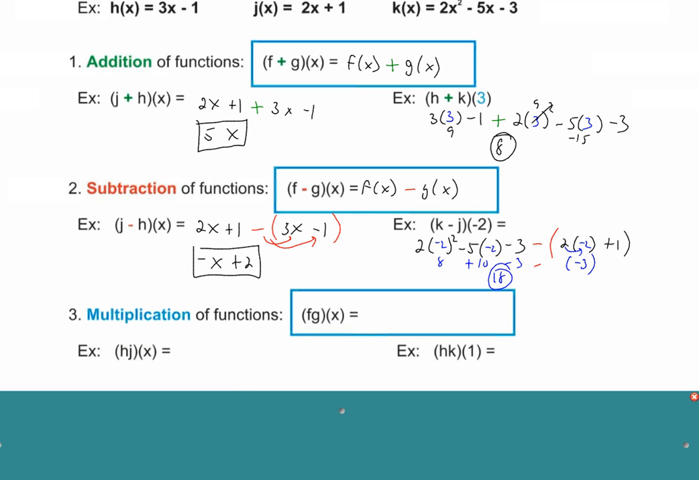Third operation is multiplication. On this one, you're simply multiplying the two functions. It's f of x. You can use a raised dot here, times g of x. You got to multiply the two.